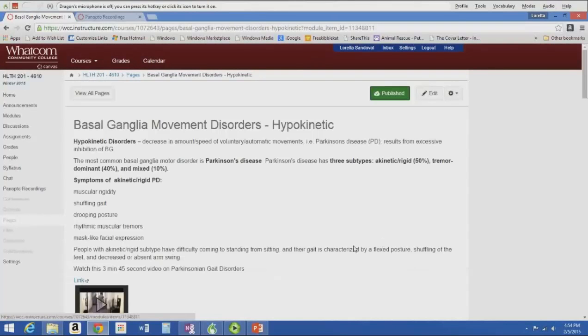So I'm going to wrap this section up, and in the next section we're going to start talking about movement disorders of the basal ganglia, and there are basically two types of movement disorders. We're going to talk about hypokinetic, which is less movement, and hyperkinetic, which is more movement. So we'll talk about that in the next section.